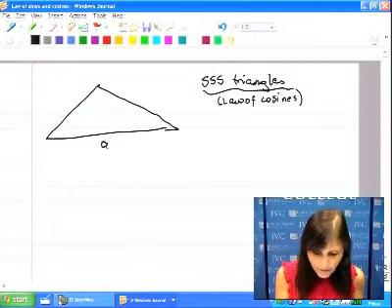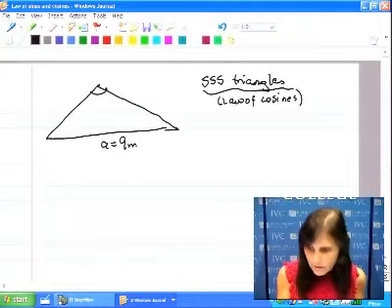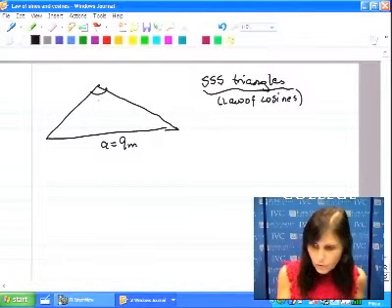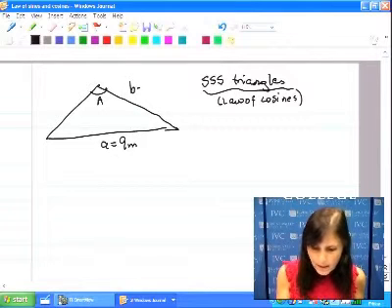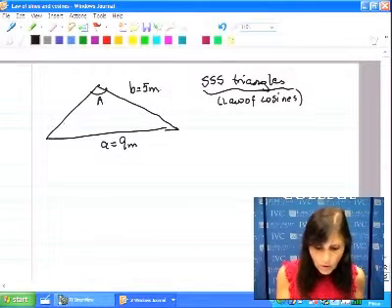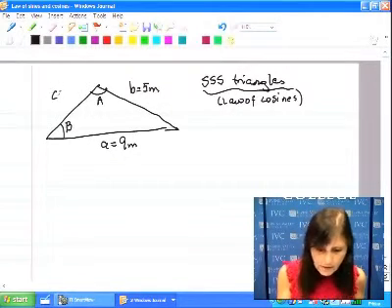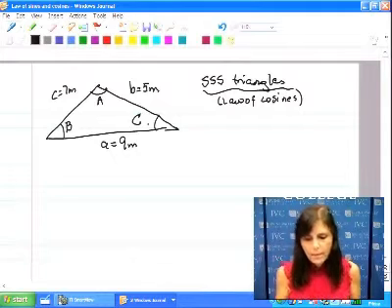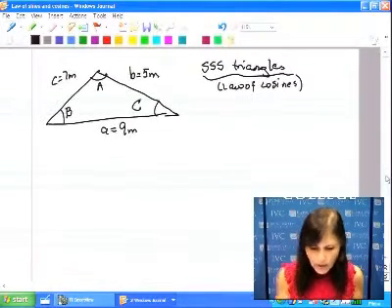I have an A, and that I know, 9 meters. I do not know the angle. And I have a B, and that's 5 meters, and I do not know the angle. And I have a C of 7 meters, and I do not know the angle. Okay? So let's put down the law of cosine.